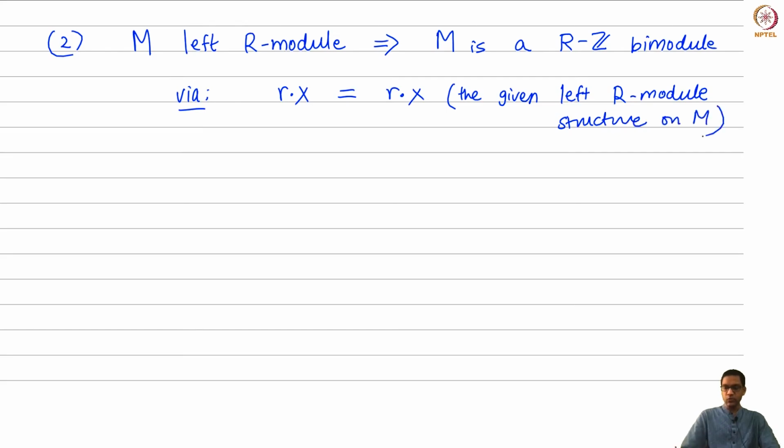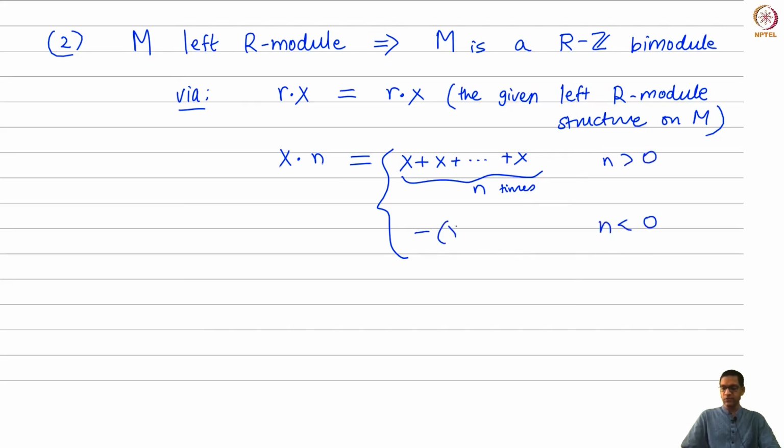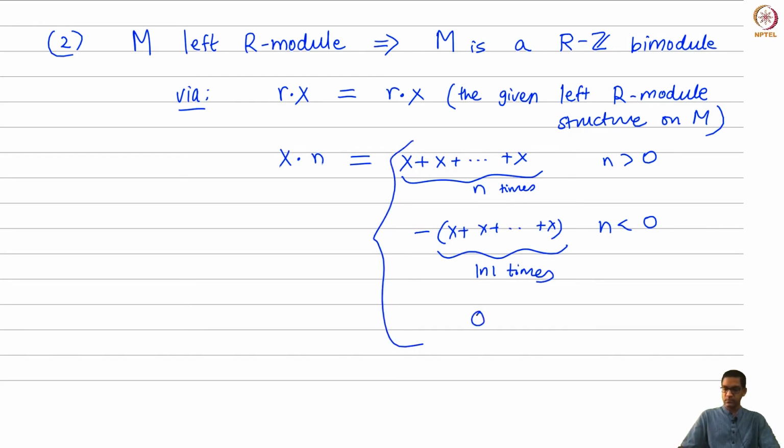And then how do you do right multiplication? How do I right multiply by an integer, x times n? Well, there's also a Z module structure already. It's just x plus x plus x, n times, provided n is positive. So our usual definition: if n is negative, you just put minus of x plus x plus x, mod n times. And if n is 0, then you just put a 0 there. So this is the usual definition by which we make something into a Z module. It's the same definition.